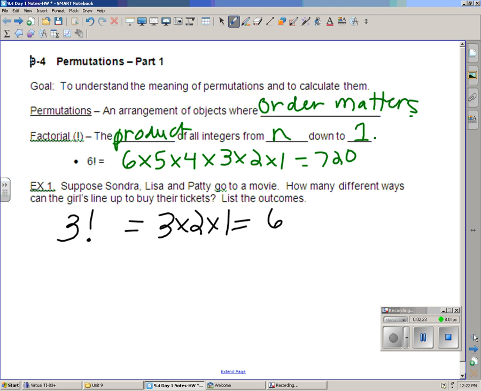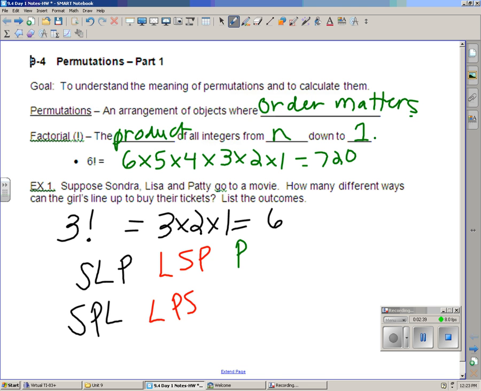We could have Sandra first, followed by Lisa, then Patty, or Sandra followed by Patty and Lisa. Lisa could go first, followed by Sandra and Patty, or Lisa could go first, followed by Patty and Sandra. Finally, Patty gets her chance being first, followed by Sandra and Lisa, or Patty, Lisa, and Sandra. So when you're dealing with a certain amount of things and you're using all of those things, for example, lining 3 girls up in line, then you've got a 3 factorial, which means all 3 people are being used, 3 times 2 times 1.